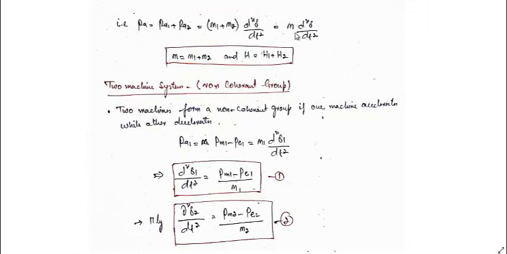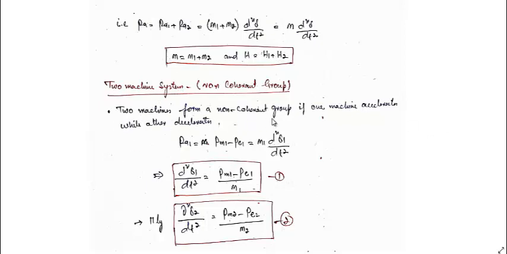In that case, we use this equation: PA is equal to M del square delta by del t square, but this M is equal to M1 plus M2, the summation of the individual moments of inertia, and H1 and H2 will be the summation of the individual inertia constants. So this is when the two machines are coherent. There may be some instances when the two machines are not coherent. So let us discuss that.